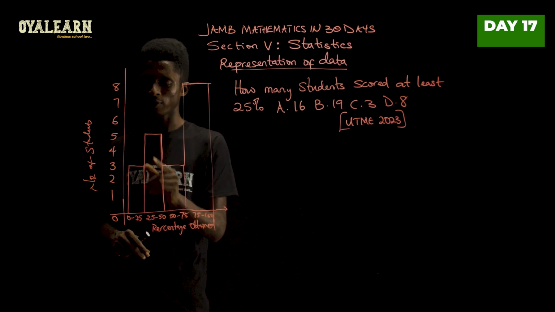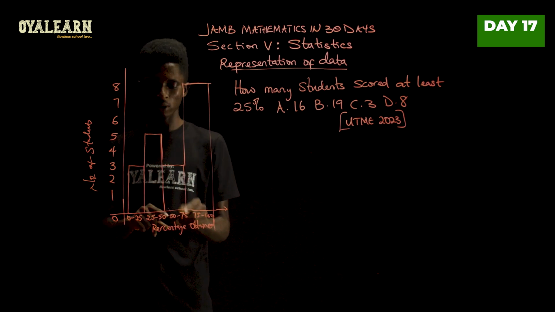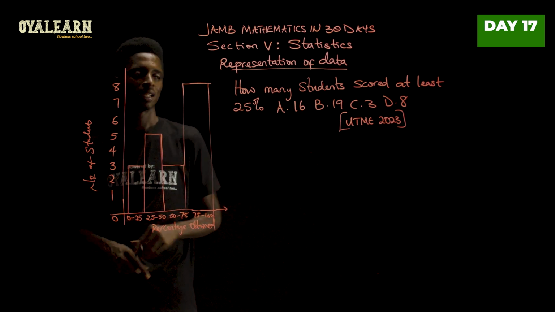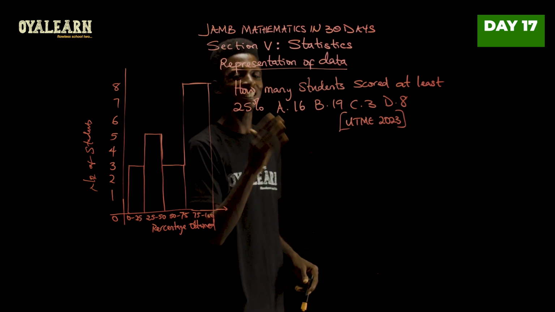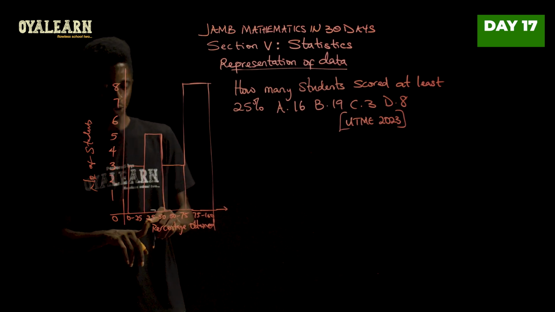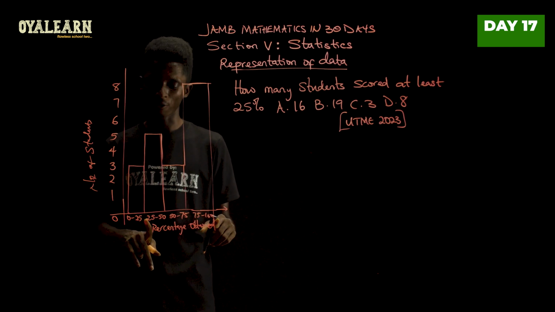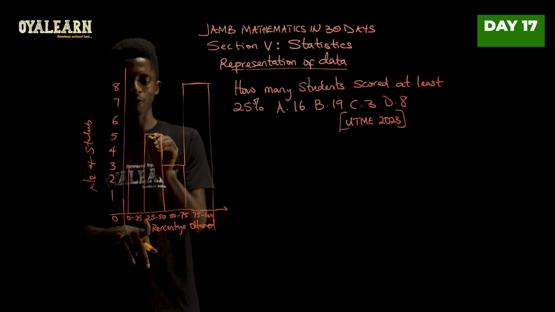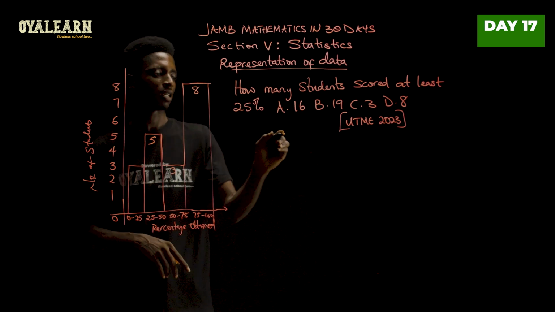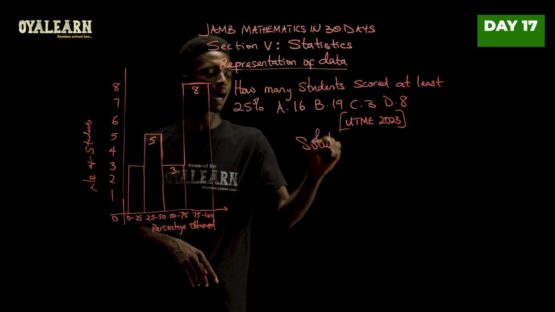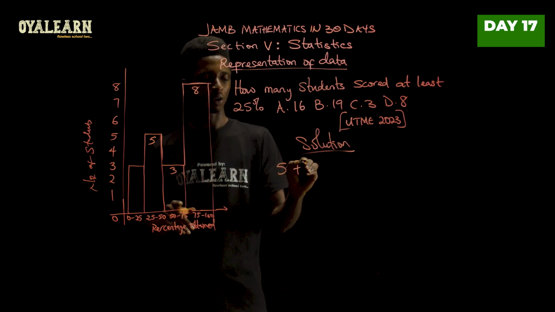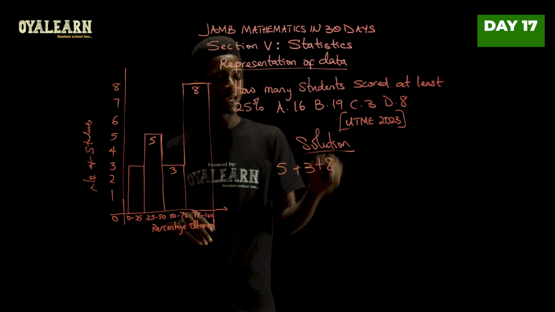From 25 to 50, we have 5. From 50 to 75, we have 3. From 75 to 100, we have 8. And since the question says at least 25%, we're going to be considering 25% and above. So here we have 5, here we have 3, here we have 8. So our answer is going to be 5 plus 3 plus 8.